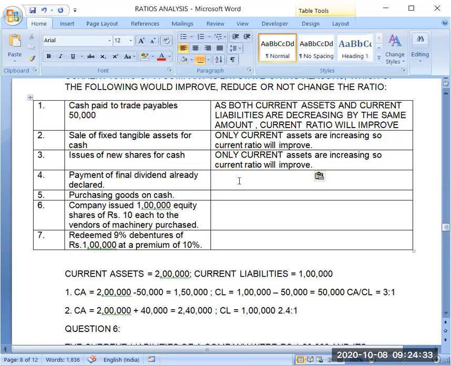your liability will also be reducing, because your dividend, whatever the dividend you have declared, that is also your liability. So that's why it will be reducing by the same amount. Current assets and current liabilities will be reducing by the same amount. That's why it will be improving your current ratio. You can see the first point.